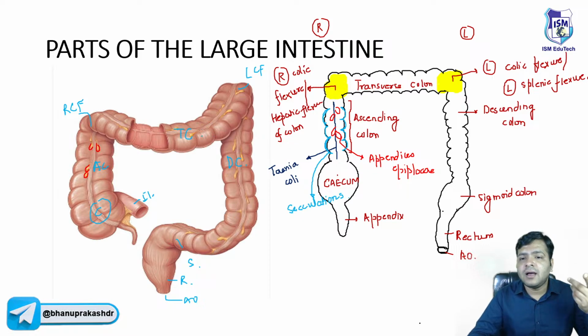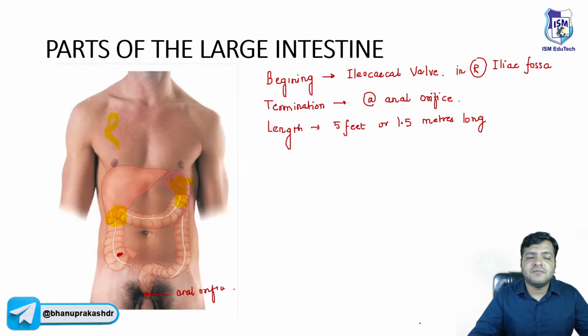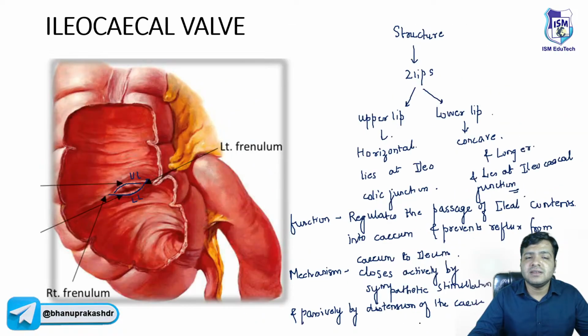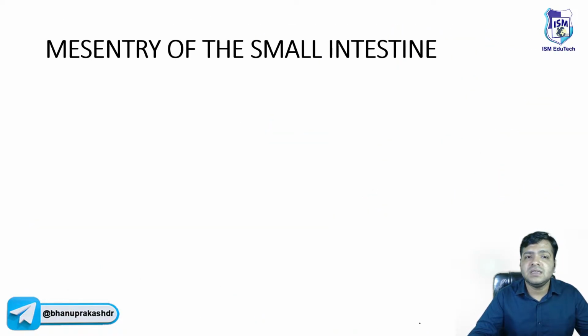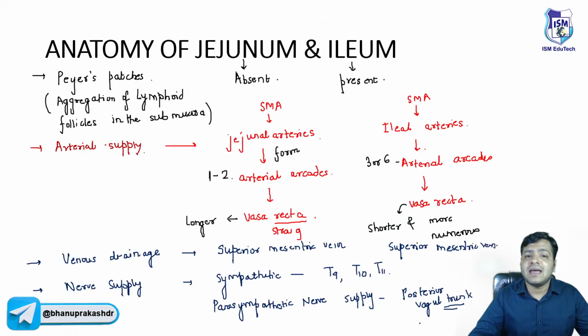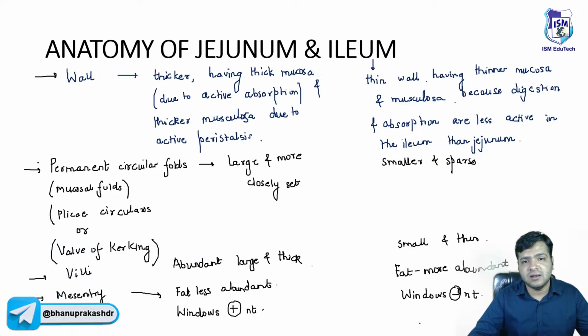Cecum is done. Now we will discuss the ascending colon, transverse colon, descending colon, sigmoid, rectum, and appendix, all these parts one by one. I hope it's clear to each and everyone. Then the parts of the large intestine, the difference between the large and the small intestine, the ileocecal valve anatomy, the mesentery of the small intestine, the Peyer's patches, and the anatomy of the jejunum and ileum in detail, beta.